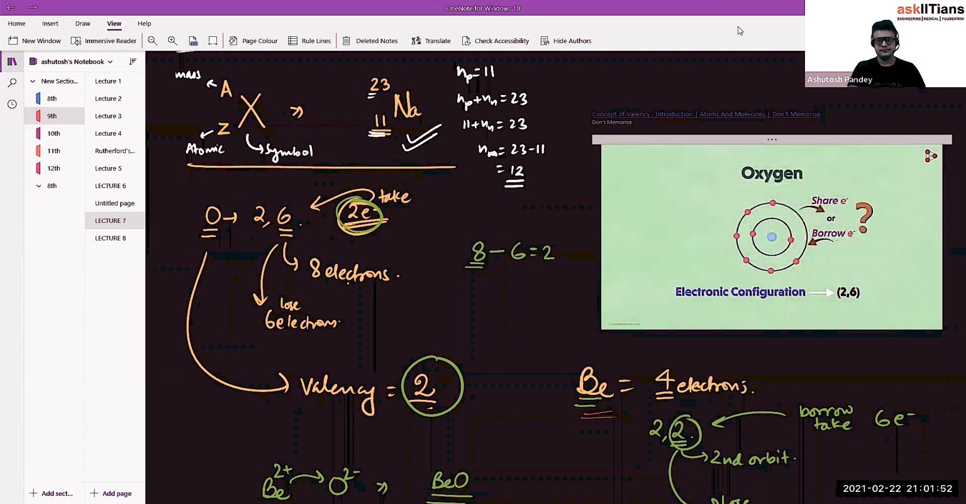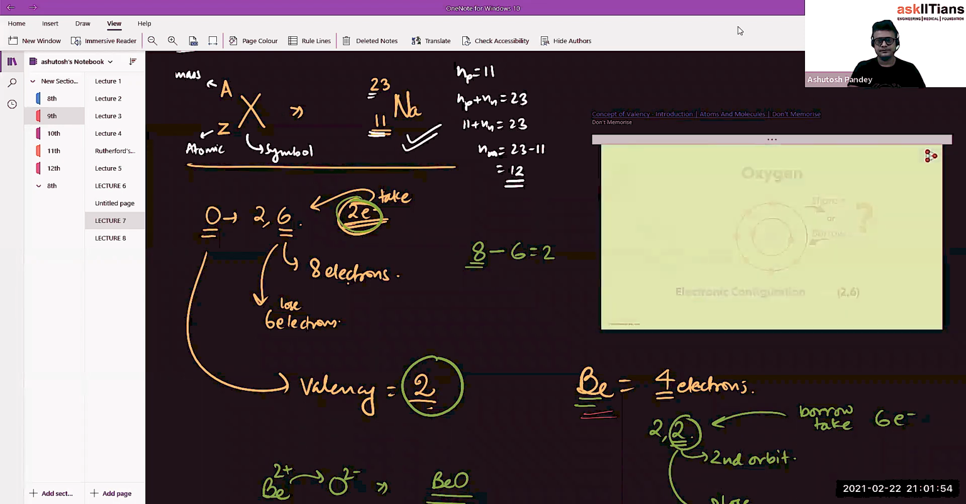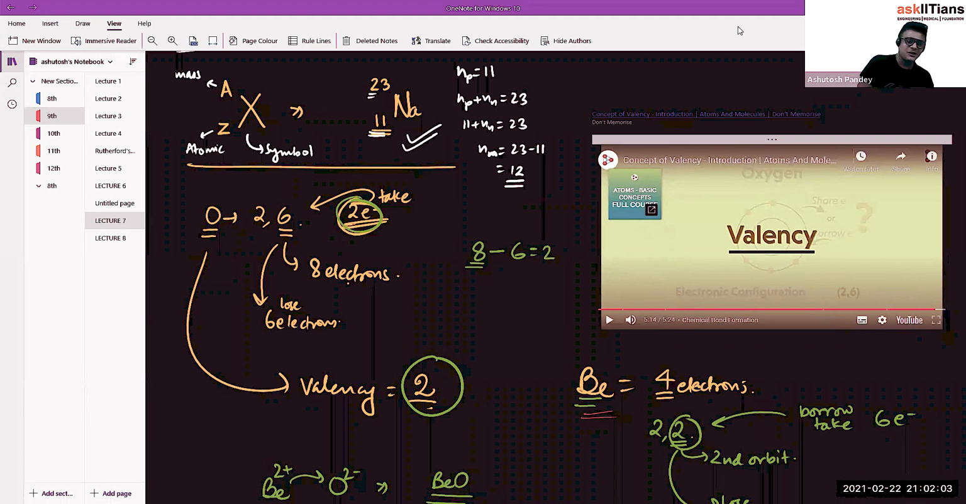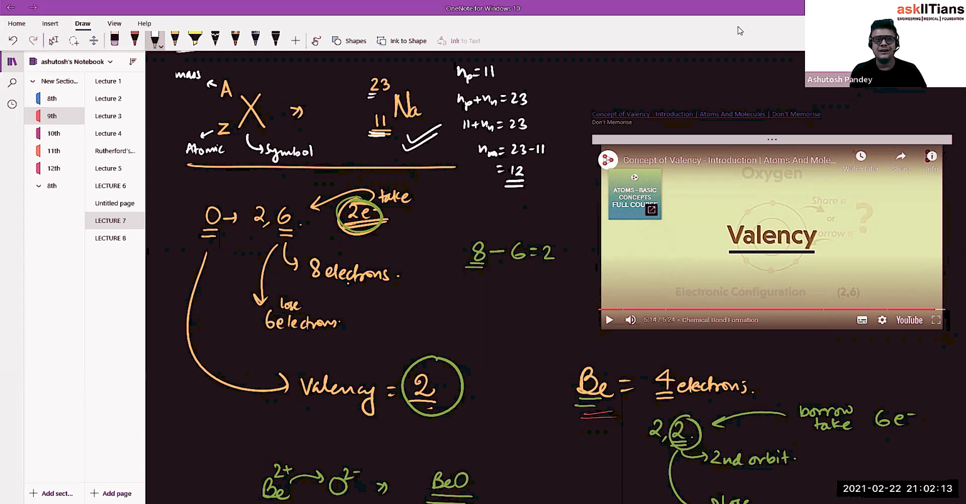Who decides all this? Well, the answer to all these questions is the concept of valency. Okay, so as you watch this video, oxygen has the electronic configuration 2, 6. It means that it has 6 electrons in its outermost shell, the outermost orbit. And now it wants to have 8 electrons. All the elements want 8 electrons in their outermost shell.